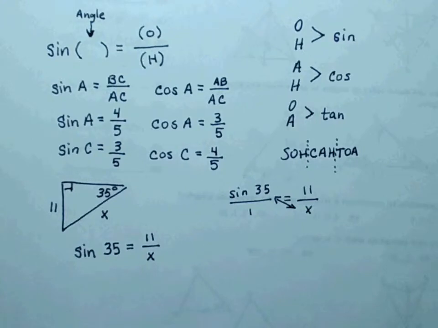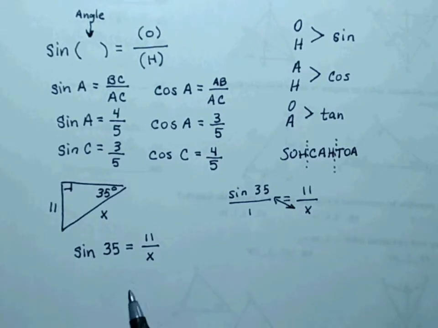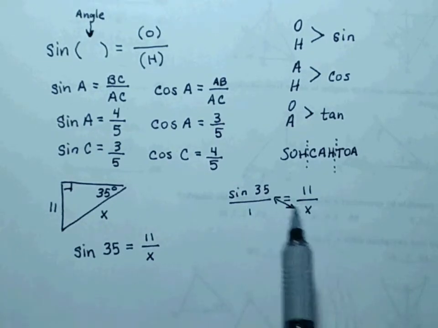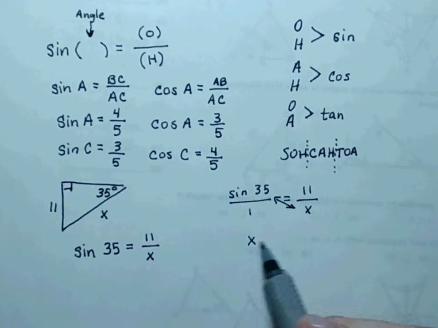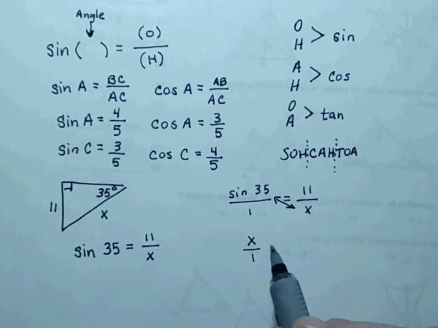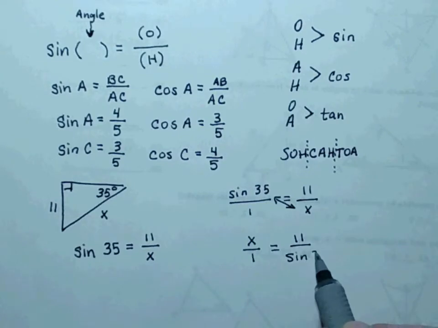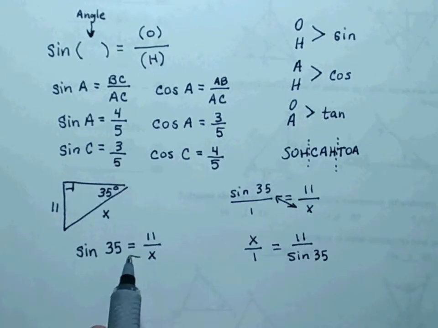Now you might be thinking, why would we want to do that? Well, the reason is because x is in the denominator, and when x is in the denominator, we're going to have to do a few steps to get it out of the denominator. If we take this shortcut, we can get it out of the denominator in one step. We know that we can interchange diagonally. We've talked about that before. So then our proportion looks like this: x over 1 equals 11 over sine 35. So we can interchange these two.